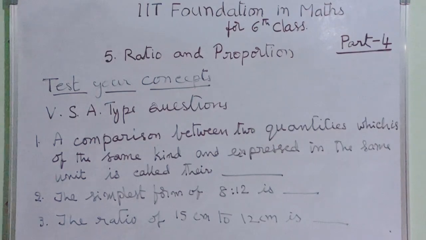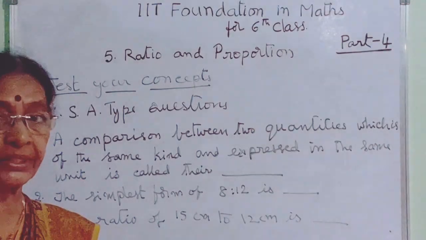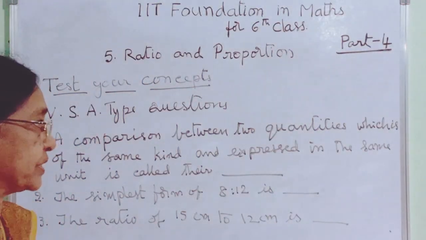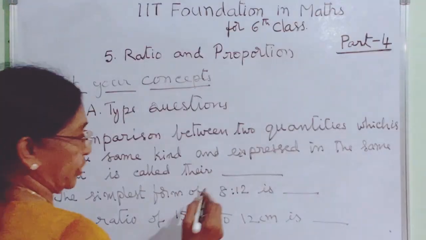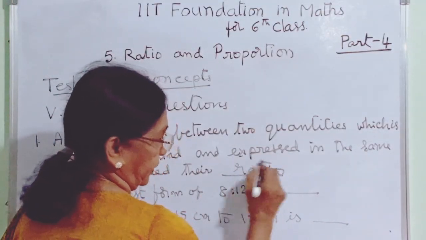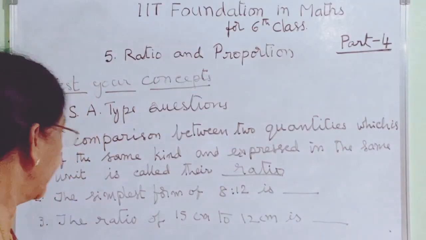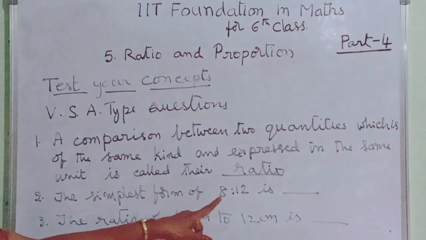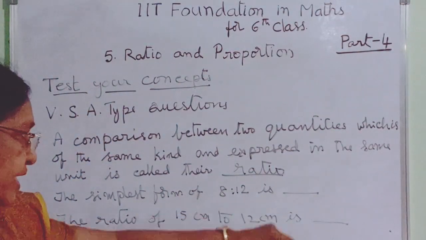A comparison of two quantities of the same type and expressed in the same units is called the ratio. Next, the simplest form of 8:12 is dash.